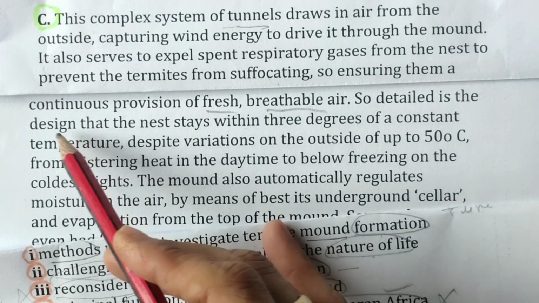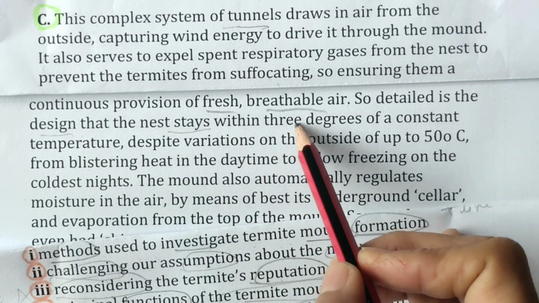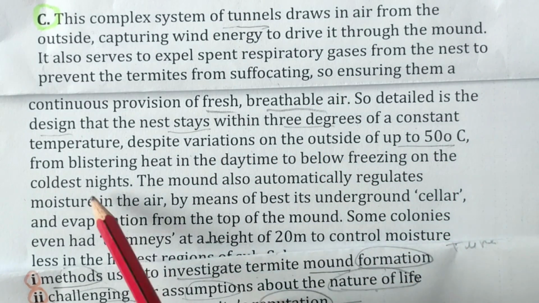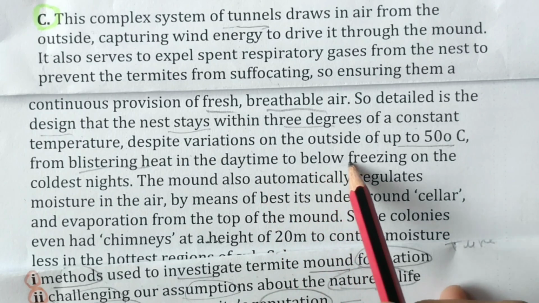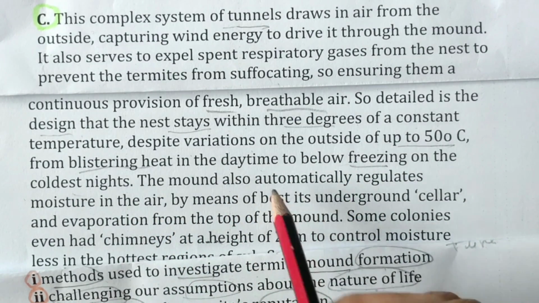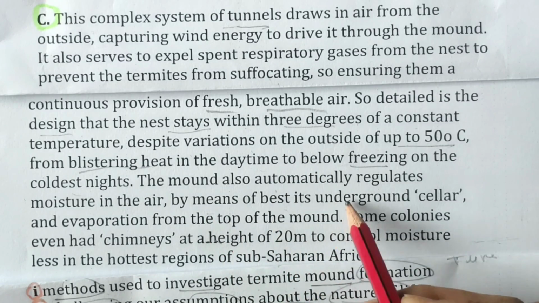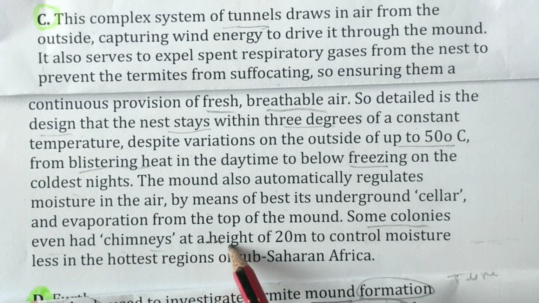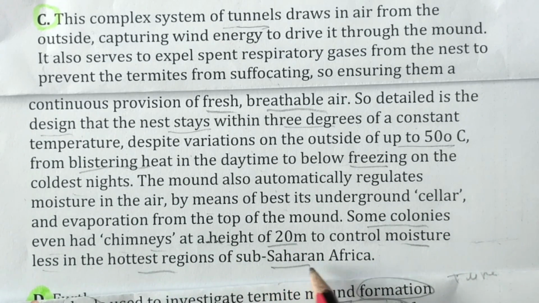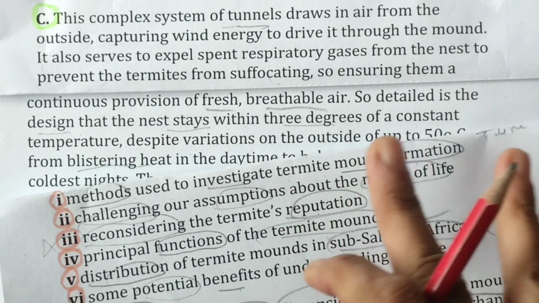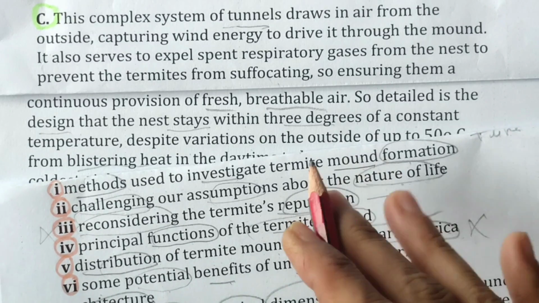So detailed is the design that the nest stays within 3 degrees of a constant temperature despite variations on the outside of 50 degrees, from blistering heat in the daytime to below freezing on the coldest night. The mound also automatically regulates moisture in the air. So some machinery kind of thing they are talking. Some colonies even had chimneys at a height of 20 meters to control moisture in the hottest region of sub-Saharan Africa. Okay, so I think they are talking about some system, about this system.